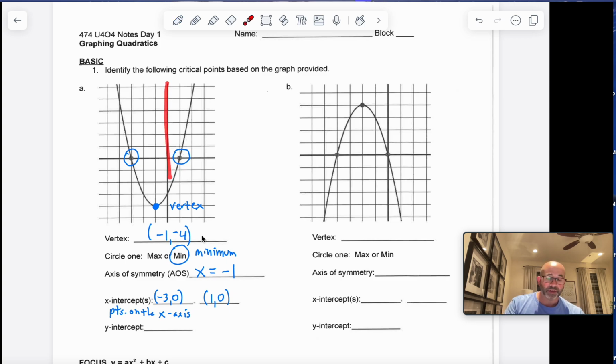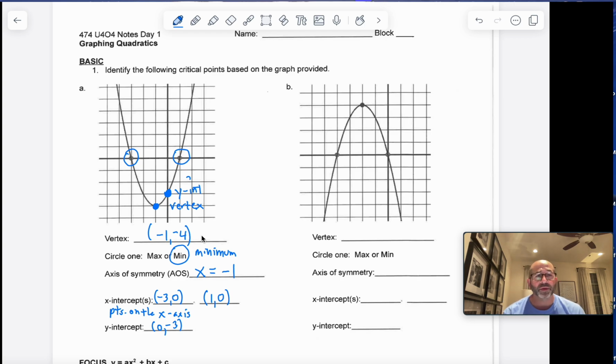This is where my graph hits the y-axis, and that's that line that we just drew right there that goes up and down. We can see that my graph hits right here at this point. That point is your y-intercept, and that coordinate is at 0, -3. So that's it. That's all the parts we're looking at right now.